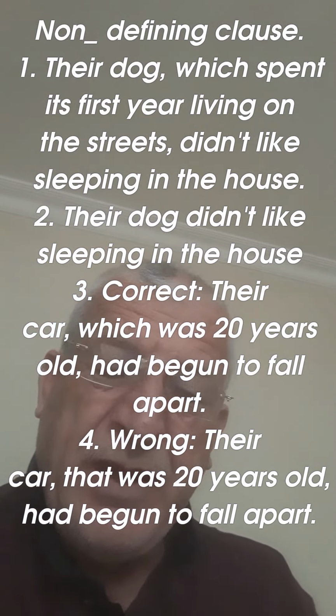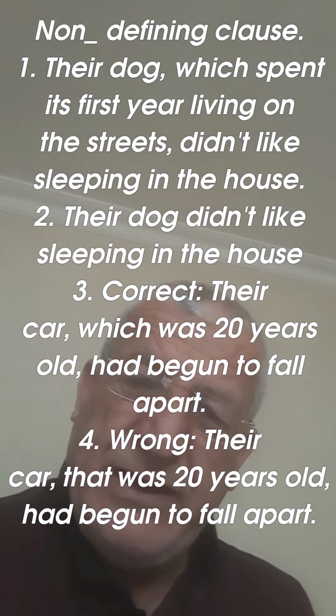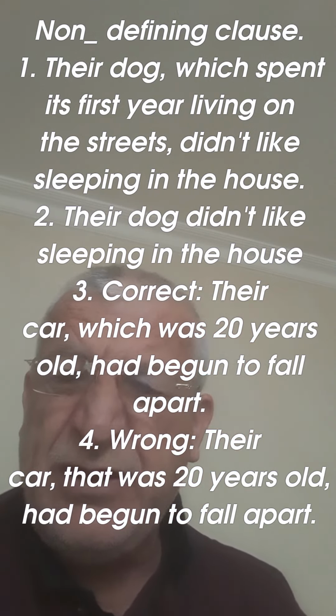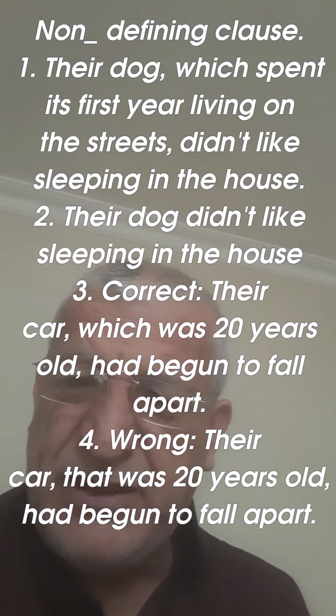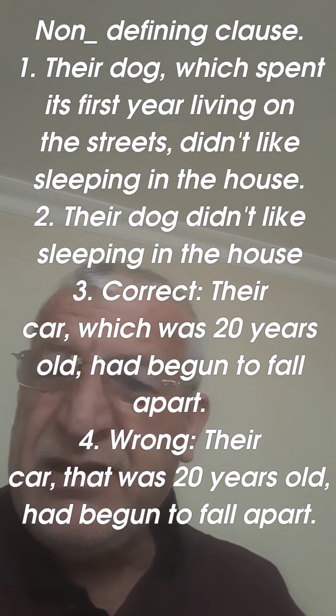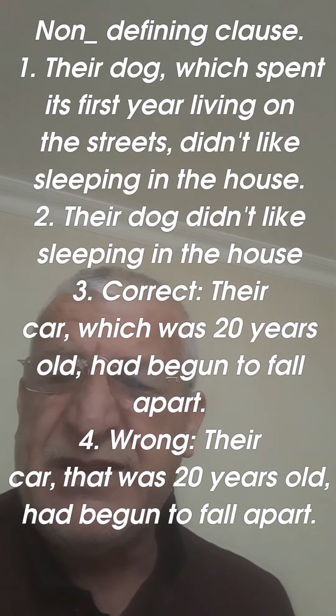Number two, at the beginning of the clause and the end of the clause, we can see a comma. We can see two commas. And a non-defining clause is separated from the sentence by two commas.